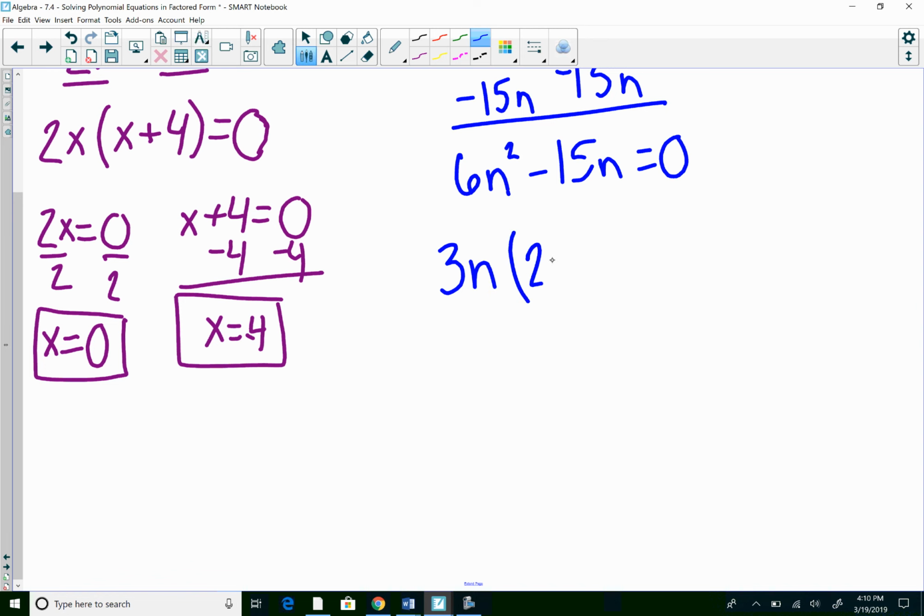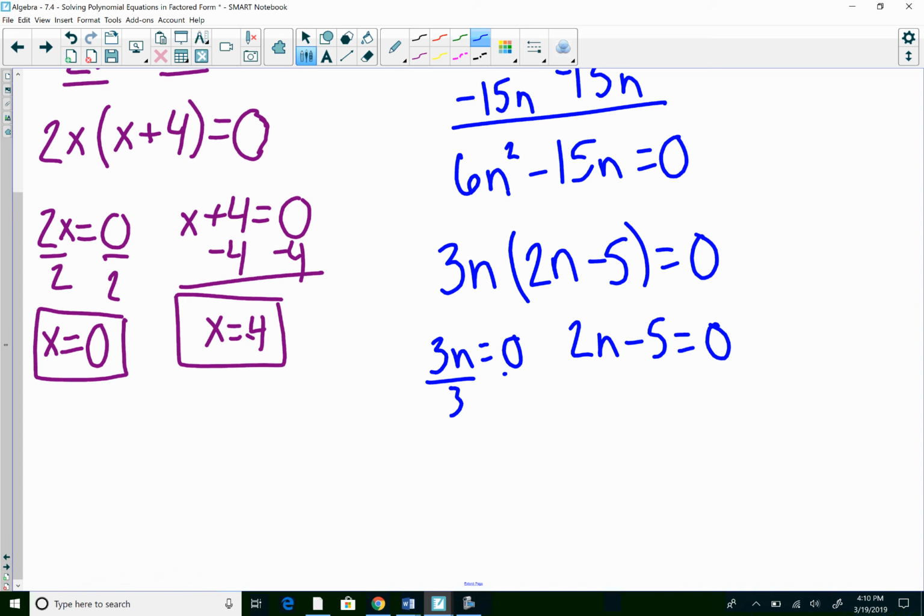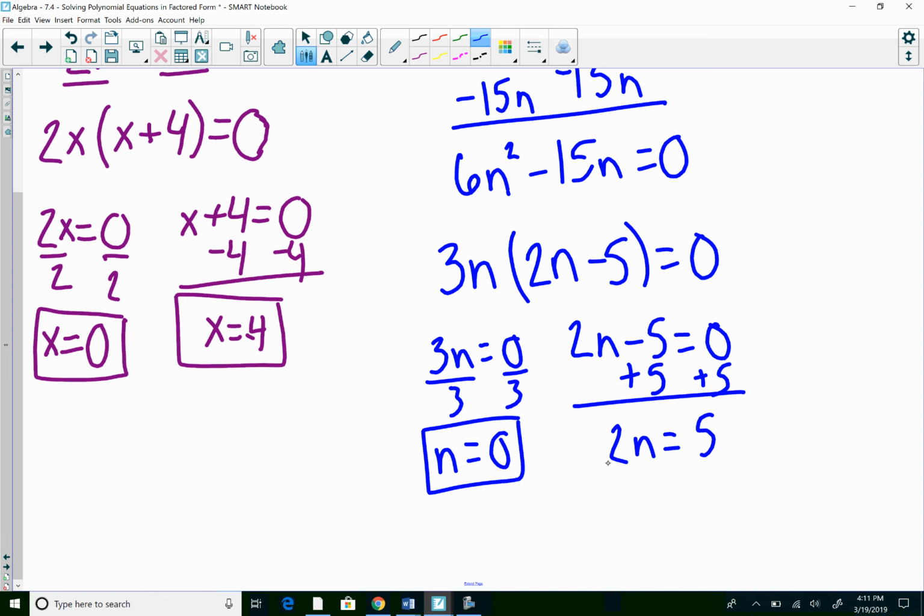So if I take out a 3n, then I'm left with 2n, and if I take out a 3n, I've got minus 5 equals 0. Again, take each of these pieces, set them equal to 0, and solve. Nice quick one-step equation over here. Here, it's just a quick two-step equation, add 5. All right, so we're not going to get a nice whole number as our answer, but that's okay. We're going to come up with n equals 5 halves.